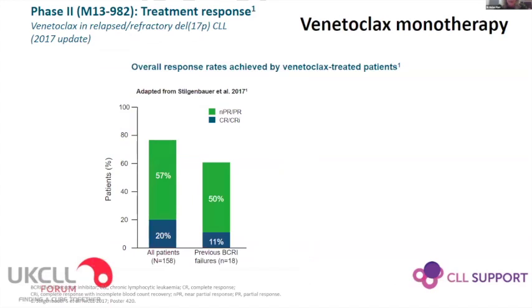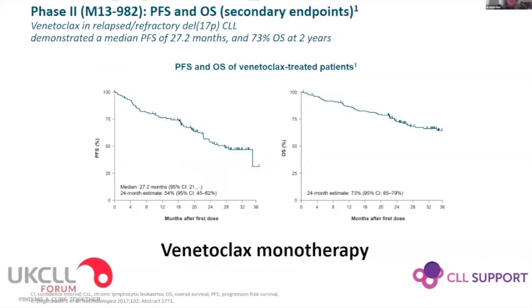This is giving an idea of the overall response rates in these very high risk p53 aberrant patients, where we were seeing high overall response rates. Just note there, bearing in mind what I just said about the low CR rates with BTKIs, even in this really high risk group, we're seeing a 20% CR rate with venetoclax monotherapy. And this shows you some of the progression-free survival and overall survival endpoints in this venetoclax monotherapy study.